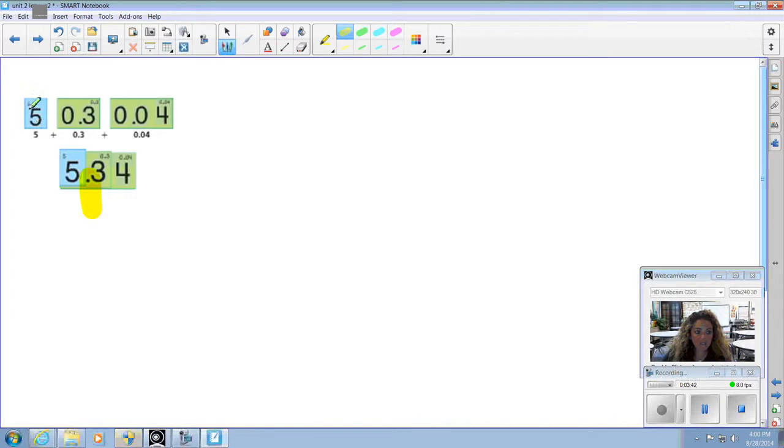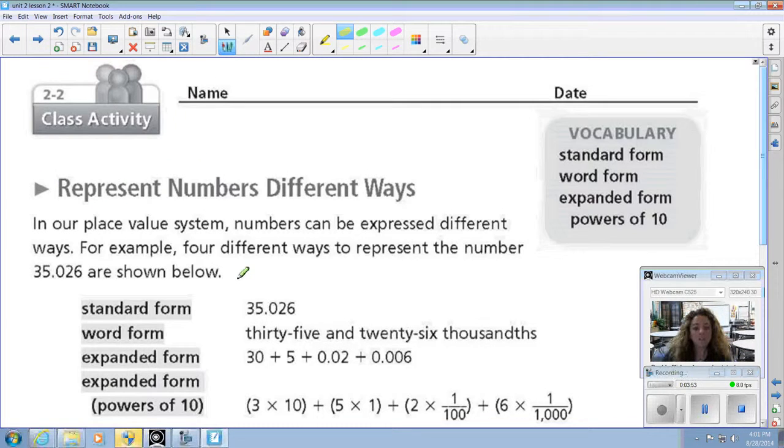This top one would be an expanded notation of this number, okay? So that would be expanded notation. Like I said at the beginning, we're going to learn multiple ways to represent them. So standard form is when we have them just written out straight away, okay? Word form is when we don't use any numbers, but it's all words, right? Because we write it out using our words.